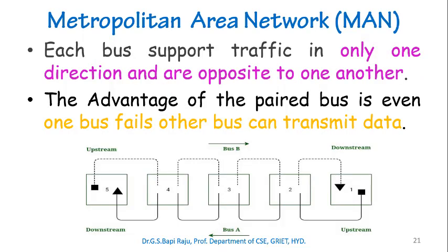And each bus supports traffic in only one direction, and they are opposite to one another. The advantage of the paired bus is that even if one bus fails, the other bus can transmit data. You can see in the diagram, A bus is going from right to left, whereas B bus is going from left to right.